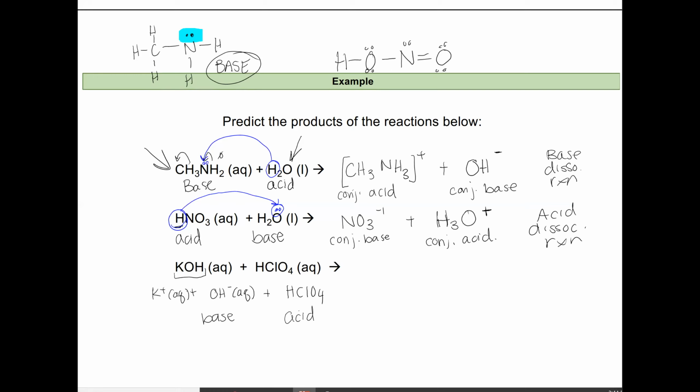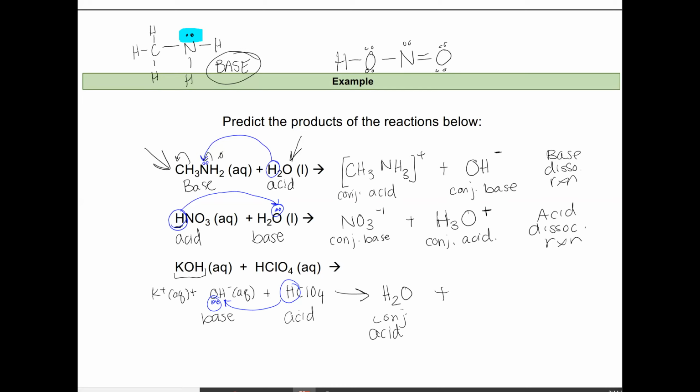My potassium will be just watching. So my acid will lose a hydrogen to my base. It'll form a bond to the lone pair on the oxygen. This means my base will go from being OH to H2O, or OH2. So I'll gain that hydrogen and go from a -1 charge to a 0 charge. And this is my conjugate acid, because it was formed from my base.